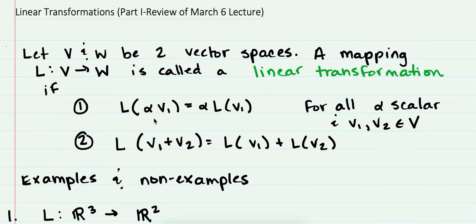The second condition is if you add two vectors in your vector space and apply L, it's the same thing as applying L to both of the vectors and then adding them in W. So this right here, this alpha times V, is inside V. But this is a vector inside W.